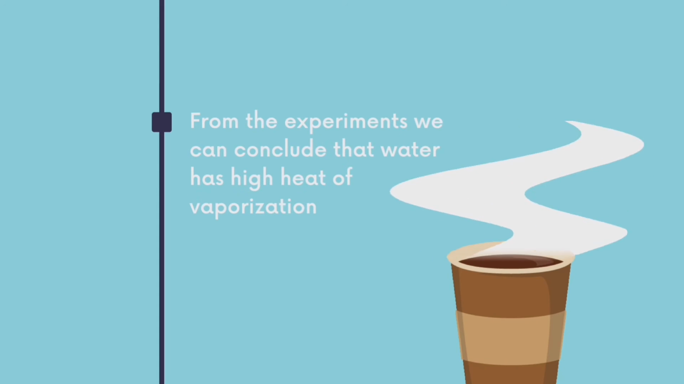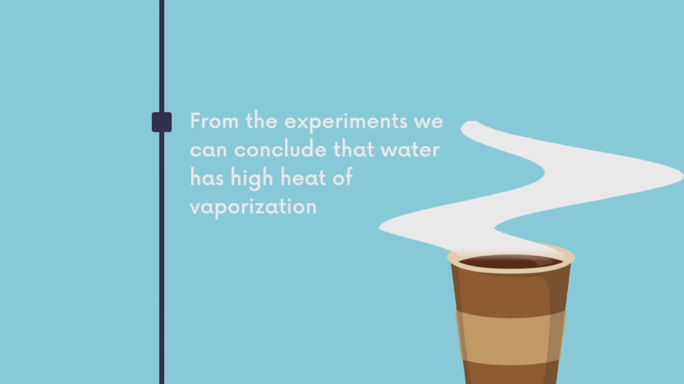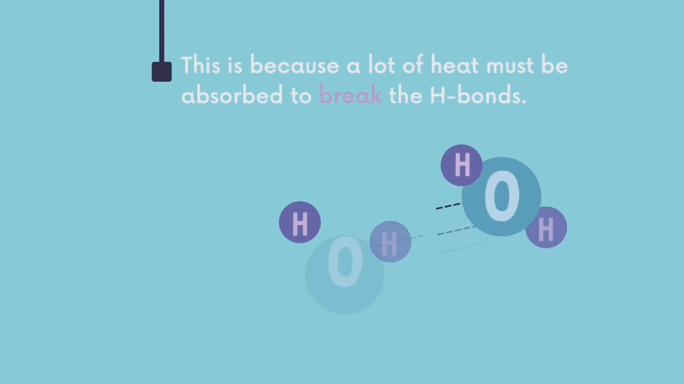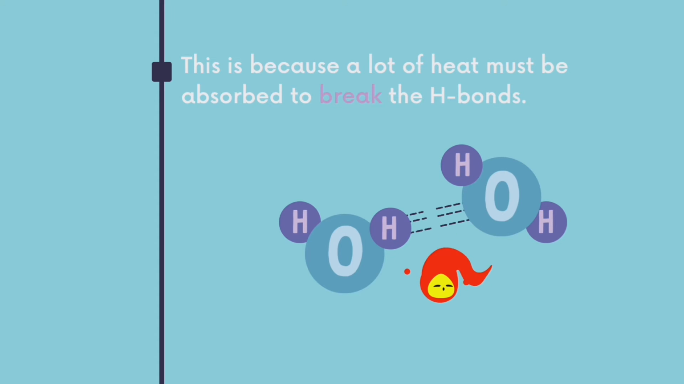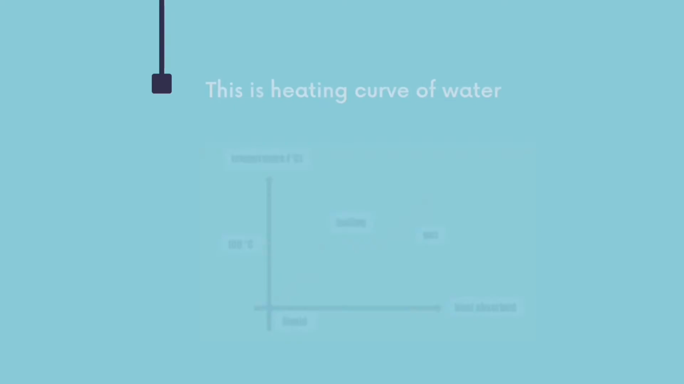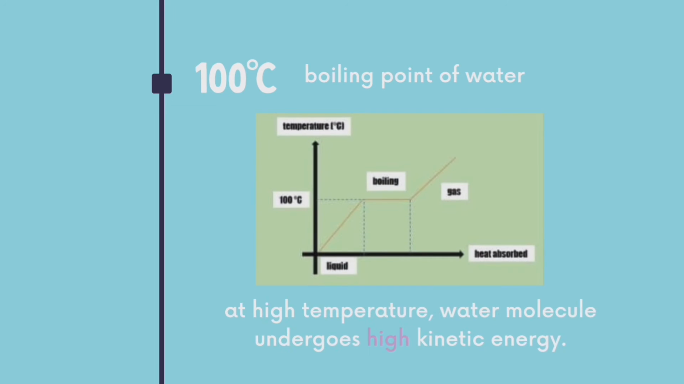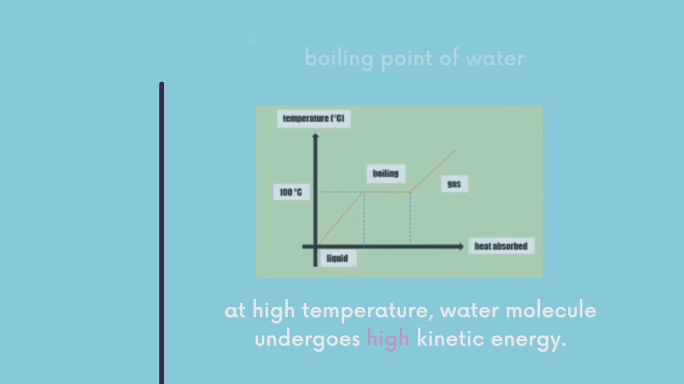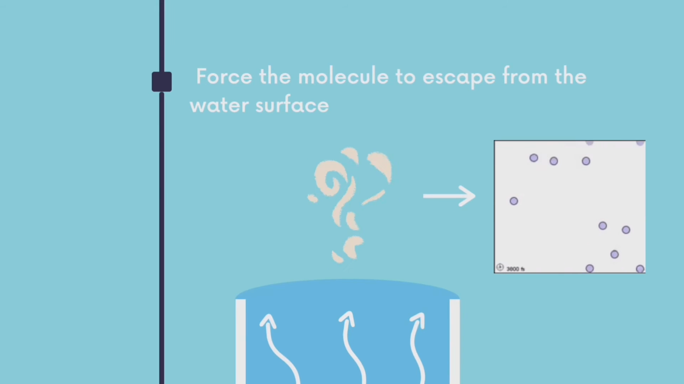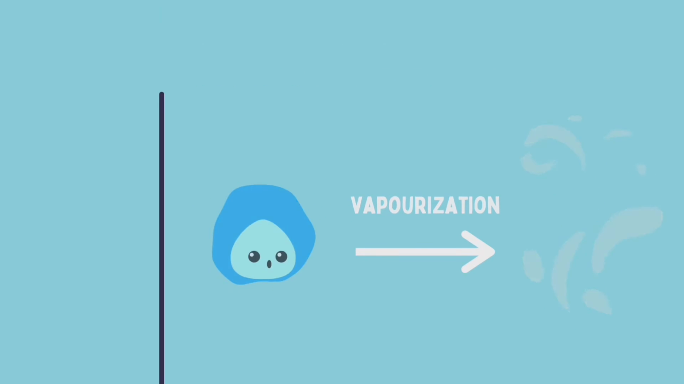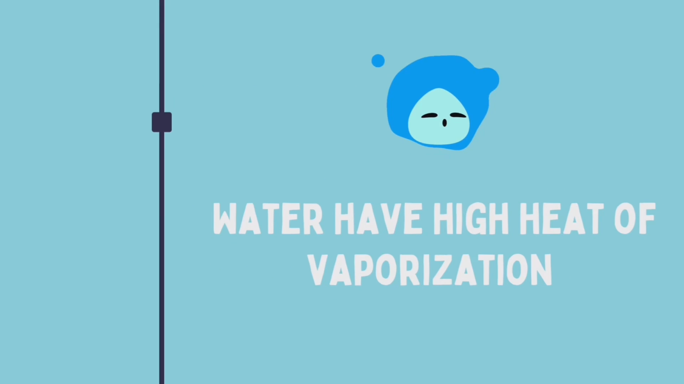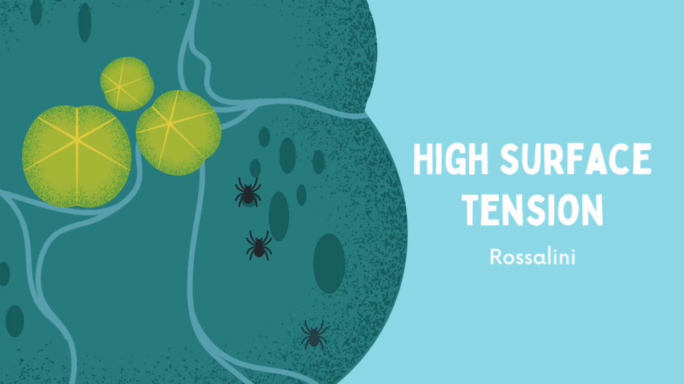From the experiment, we can conclude that water has a high heat of vaporization. This is because a lot of heat must be absorbed to break the H bonds. The picture shows the heating curve of water. From the curve, the boiling point of water is 100 degrees Celsius. At high temperature, water molecules undergo high kinetic energy, which forces the molecules to escape from the water surface. Then the water molecules are vaporized. So, water has a high heat of vaporization.